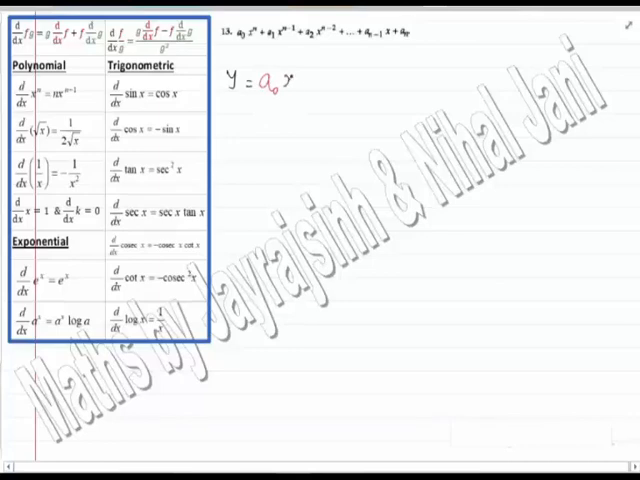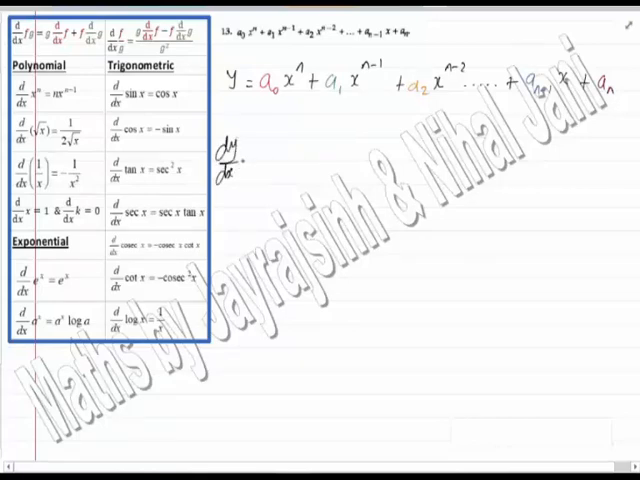y is equal to a0 x raised to n plus a1 x raised to n minus 1 plus a2 x raised to n minus 2, dot dot dot, a n minus 1 x plus a n. Okay, individual terms are already given. We just have to differentiate it, right?